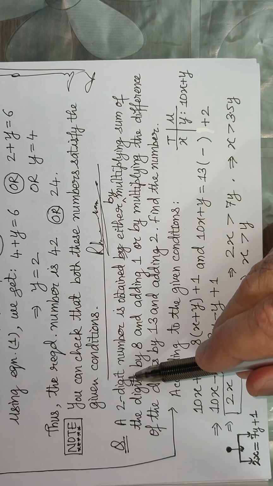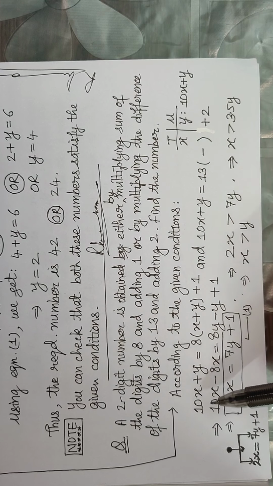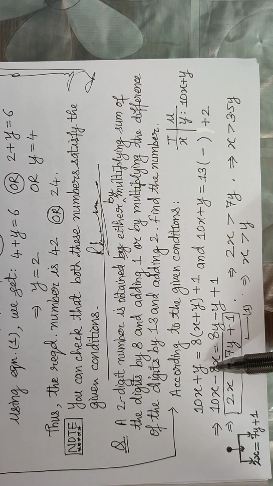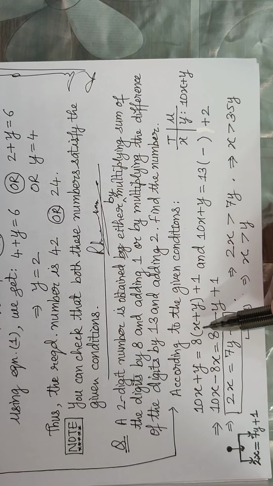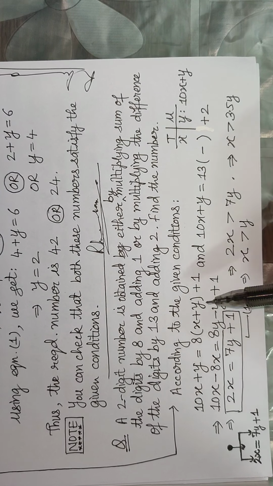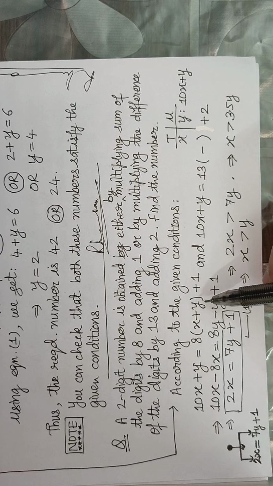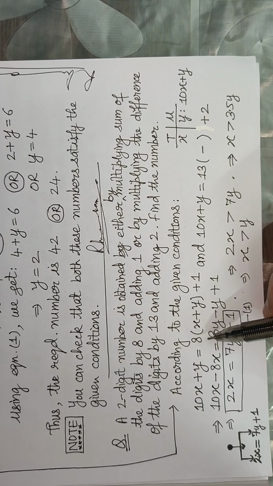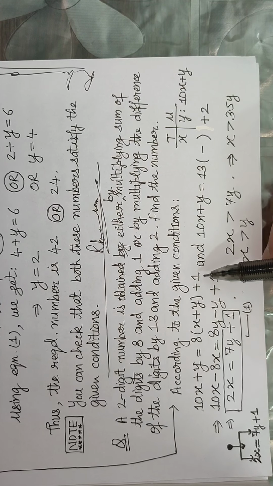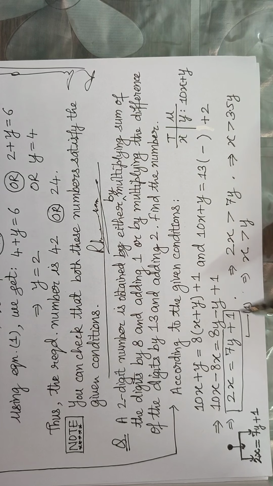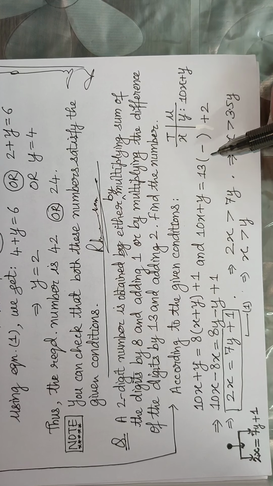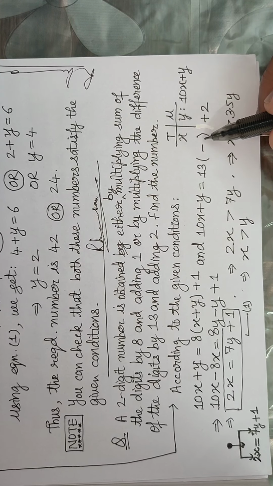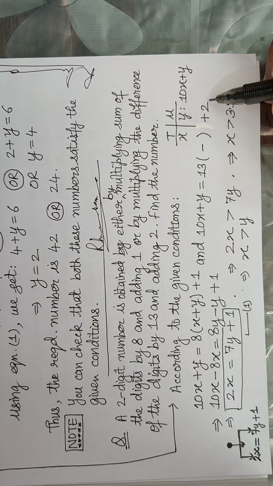It says a two-digit number is obtained. Now my two-digit number was 10x plus y. Is obtained means is equal to, either by multiplying the sum of the digits. The digits were x and y, their sum is x plus y, multiplied by 8, sum of the digits multiplied by 8 and adding 1. Or the other way that the same two-digit number is obtained is by multiplying the difference of the digits by 13 and adding 2.